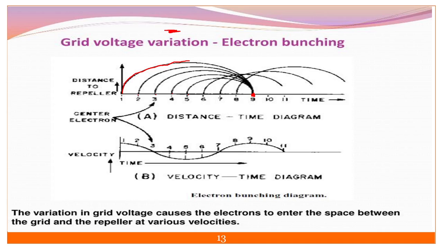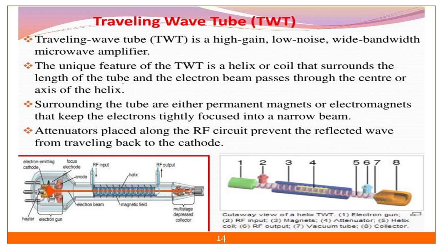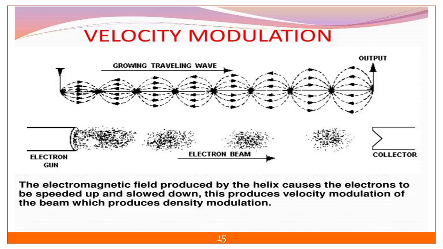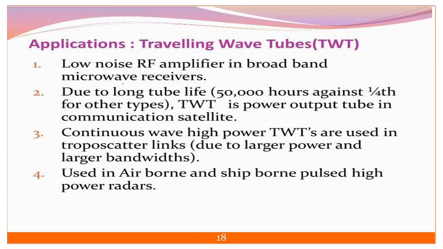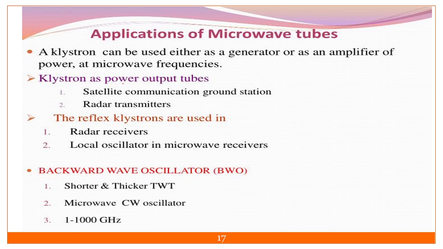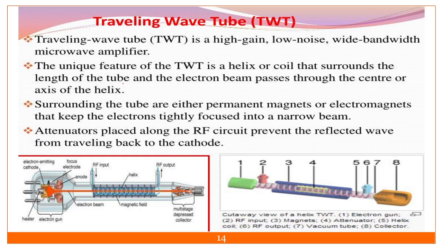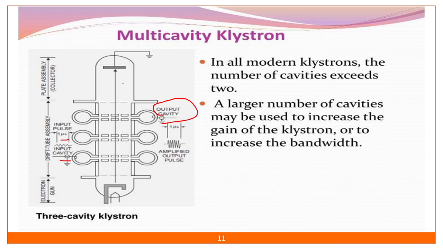So I think we have to stop there. In the upcoming lecture, we will see the traveling wave tube, TWT, then how velocity modulation occurs in the TWT, then the BWO, and we have to see the applications of these devices. After that, I will declare that this module is over.